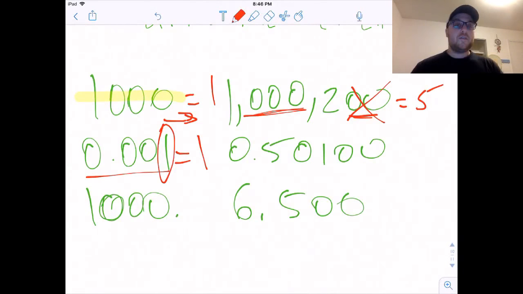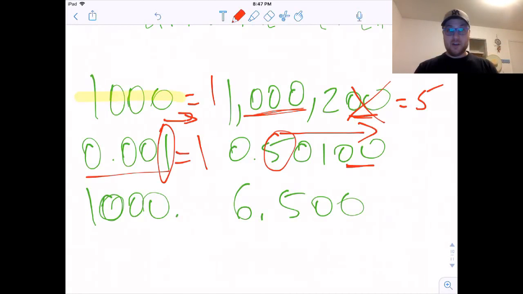1,000 dot. Again, does not matter where the decimal is. Circle your non-zero and count everything after. This has 4. All those zeros count. 6.500. Circle your non-zero because there's a decimal. Count everything after. This has 4.